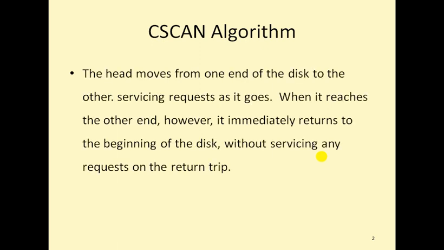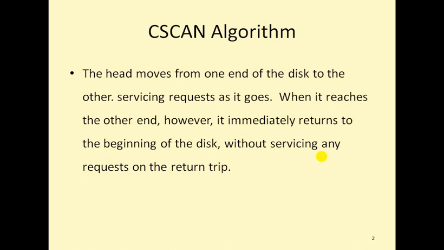In the CSCAN algorithm, the head moves from one end of the disk to the other. It is similar to the scan algorithm at this point. While moving the head from one end to the other, it services the requests as it goes. That means whatever track numbers are available in the queue, it takes the requests of those track numbers and reads or writes. When it reaches the other end, however, it immediately returns to the beginning of the disk. This is the difference between scan and CSCAN.